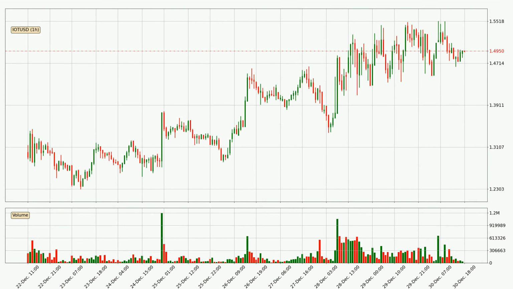Looking at the IOTA hourly time frame, the price dipped down with around 4.5%, but then came quickly up again in the last 24 hours, with a current price of 1.5.